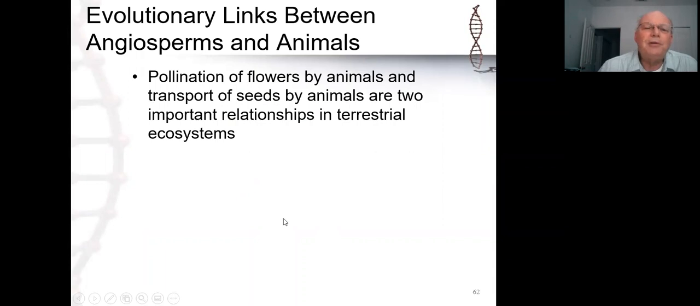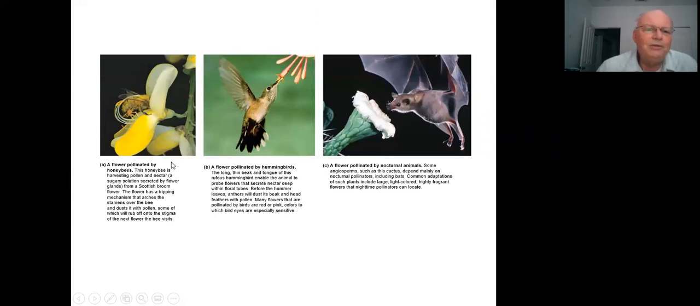We also know that there is a strong relationship between angiosperms and animals. Animals have served as pollination vectors in the form of insects, birds, and in some cases mammals as well. So here is a bee serving as a pollination vector. And you'll notice that in this case, it is pollinating a bilateral or bilaterally symmetrical flower.